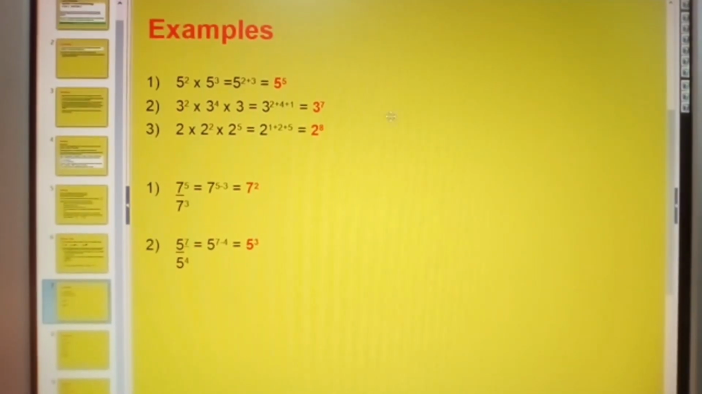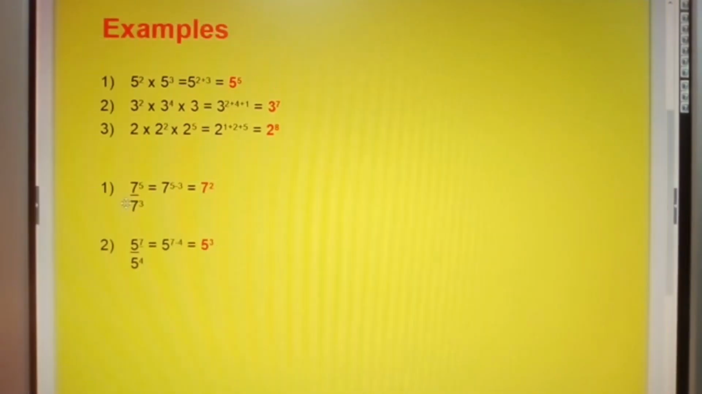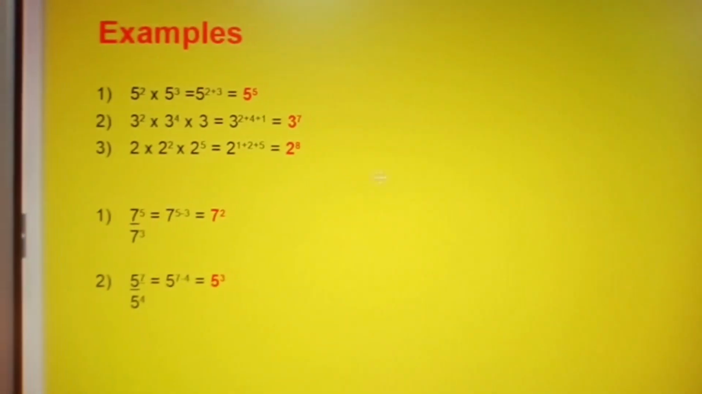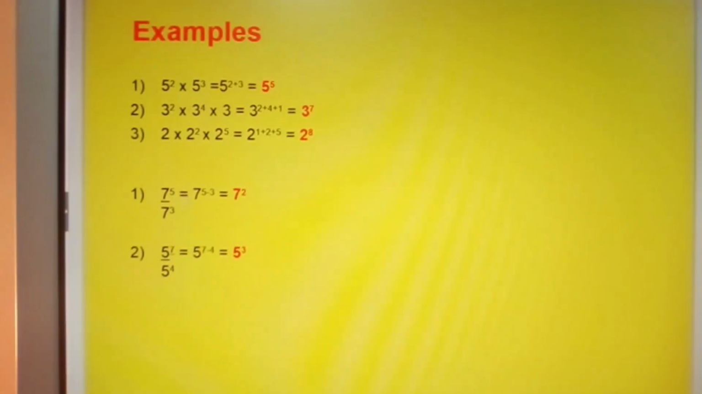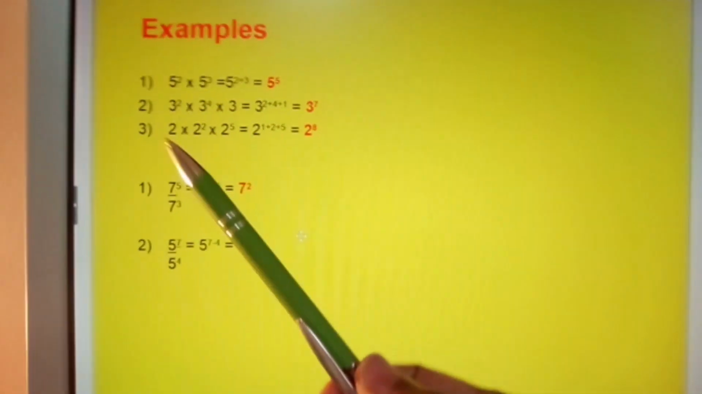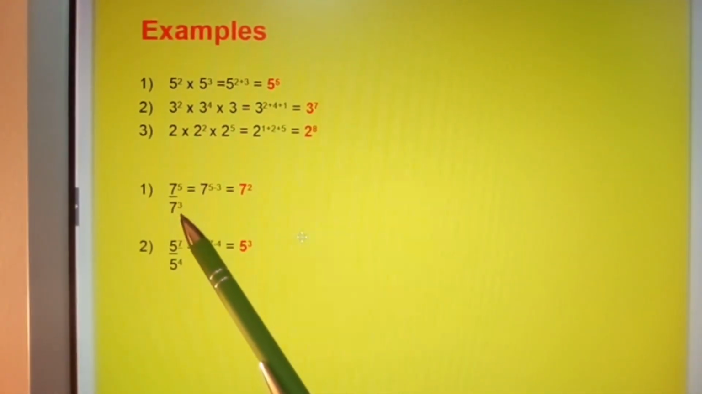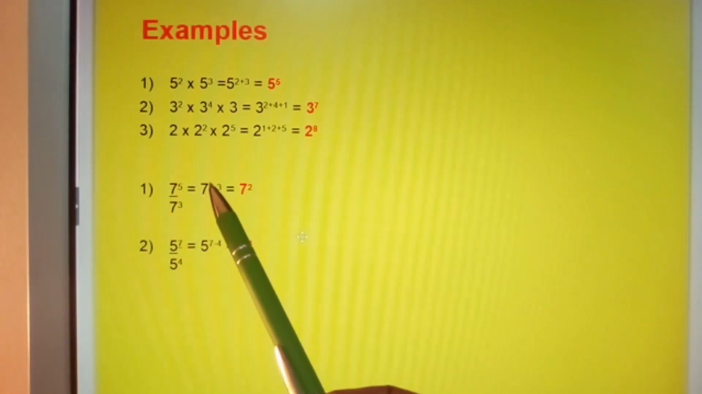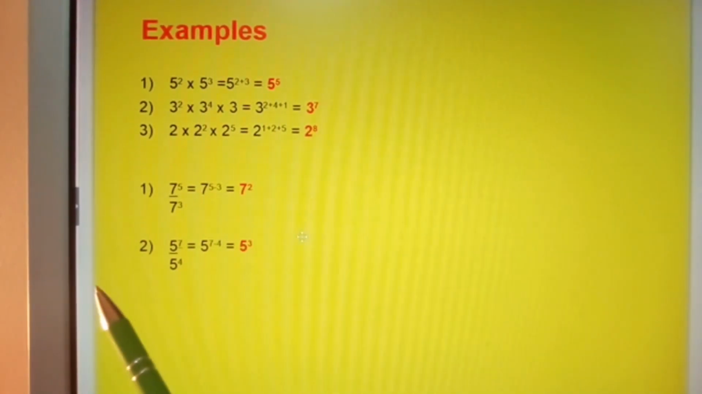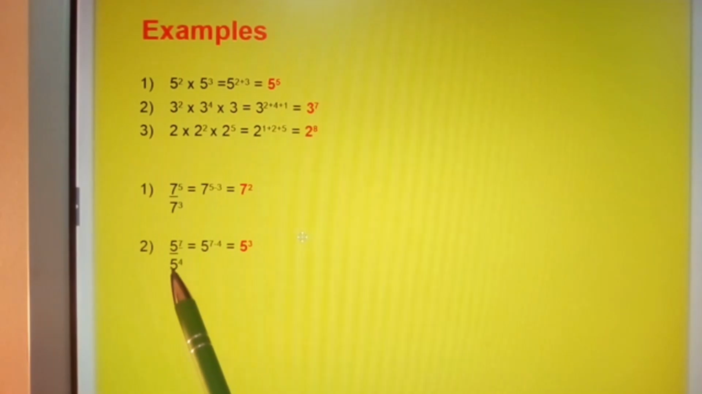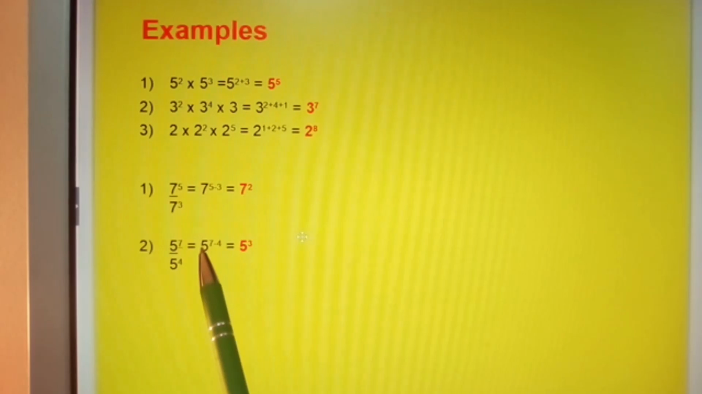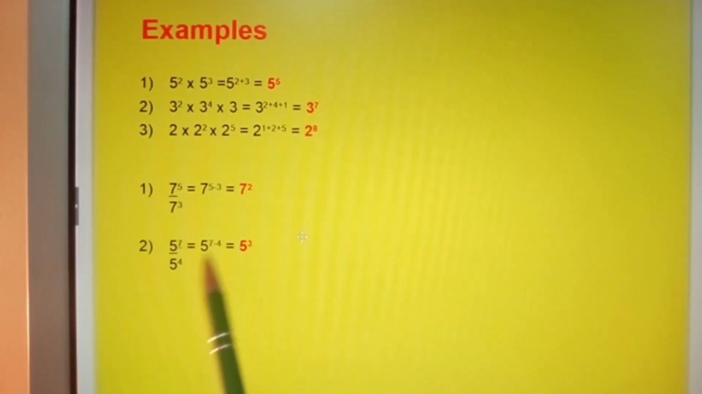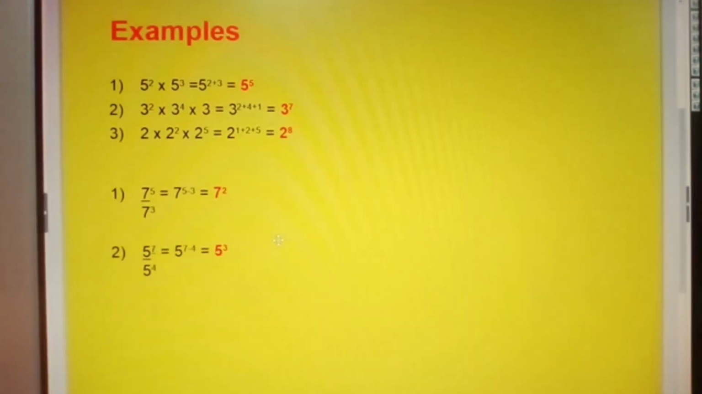Okay. Now let me just put that in, make sure that I can get that clear, and that is in quite good view. And here we're dividing, so 7 to the 5 over 7 to the 3 is 7 to the 5 minus 3, which leaves us 7 to the 2. 5 to the 7 over 5 to the 4 equals 5 to the 7 minus 4, gives us 5 to the 3.